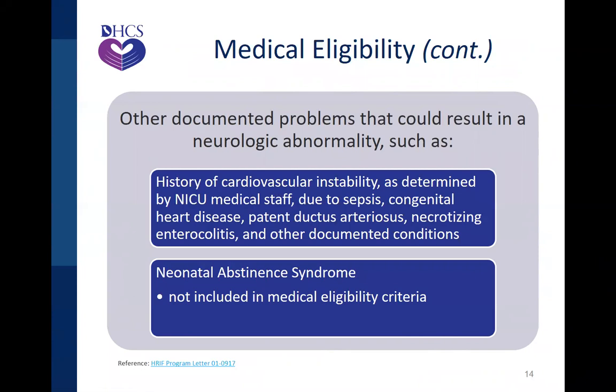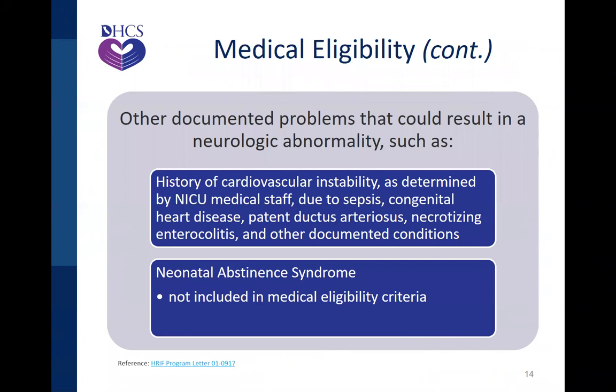regarding history of cardiovascular instability, as this one, as I'm showing on the slide, for CHD or congenital heart disease, because a baby with CHD becomes eligible for HRIF services only if during the neonatal period and during the stay in the NICU an intervention such as an angioplasty was done or surgical correction was done during that stay. But of course, if the baby had a history of cardiovascular instability, as listed here, shown in the slide, that baby is, of course, eligible for HRIF.